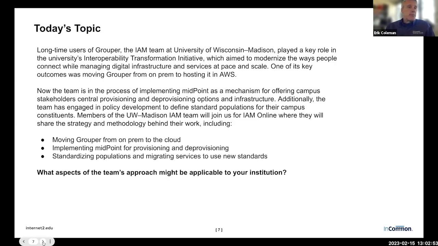And speaking as a pure Big Ten institution here at Illinois, we are definitely following Wisconsin's footsteps, both with Grouper and midPoint as well. So I am eager to learn what they have. So with that, I hand it over to Abrianna and company.